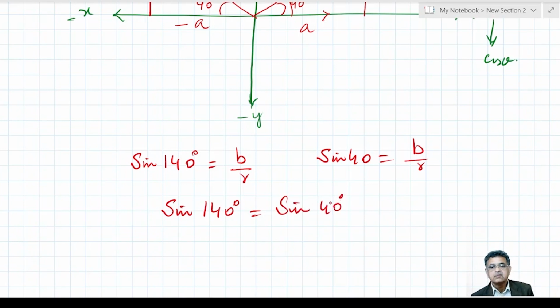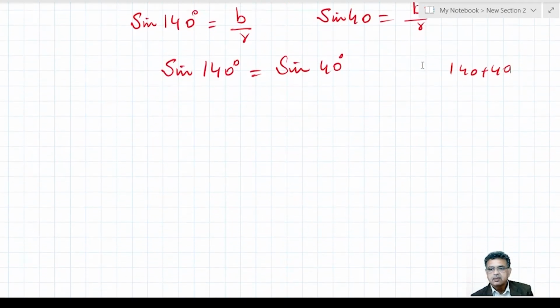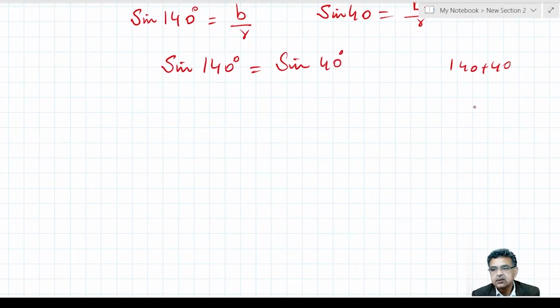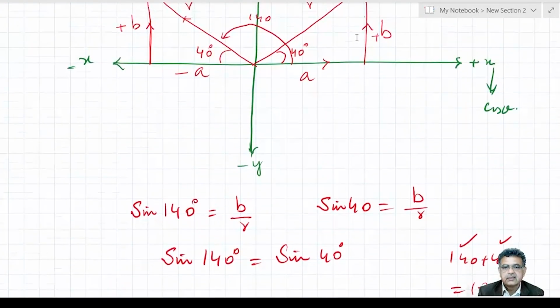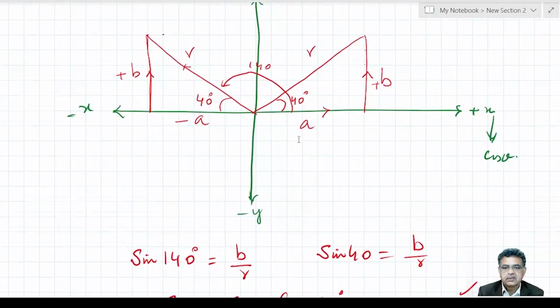How are 40 and 140 related? 140 plus 40, their sum, is equal to 180. That means 140 and 40 are supplementary angles of each other. So it is not true only for 40 degrees but for any other angle. So before considering them, let's consider the other ratios.